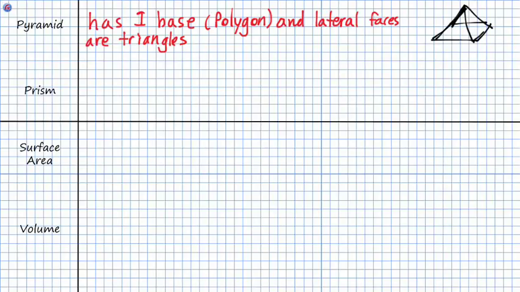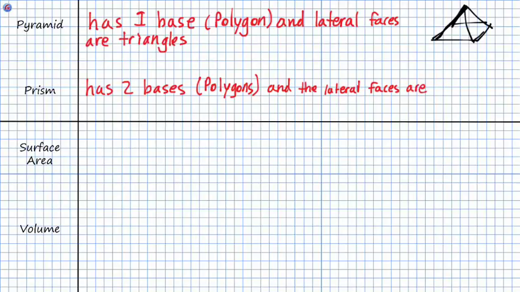And so when you're thinking about a pyramid, literally think about like a pyramid. When you're thinking about, say, history, right? The pyramids of Giza. Those are rectangular pyramids. Then when we're talking about a prism, a prism has two bases, or polygons, and the lateral faces are rectangles.